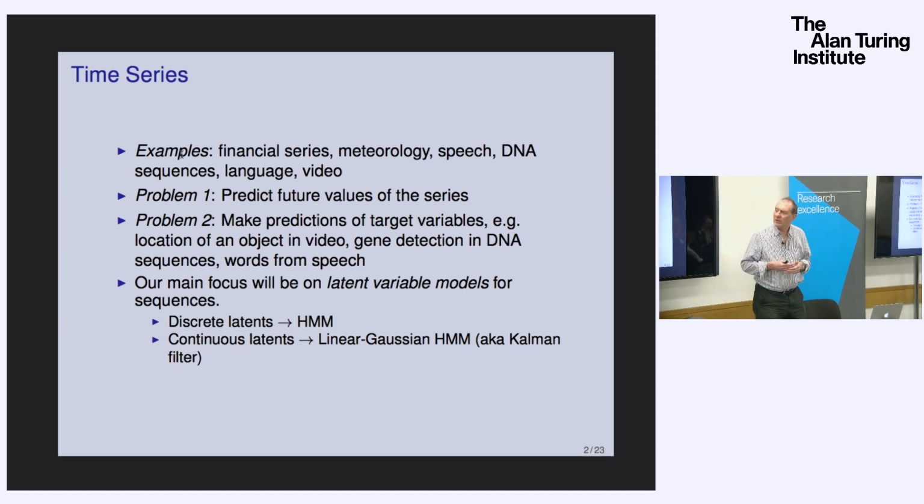So that's one example of these kinds of things, and we can have this in all sorts of places. We might try to pick up objects in video. We might have genes in DNA and all sorts of things like this. So, as I said, there are really two latent variable models we're going to talk about. One is the discrete state model, the hidden Markov model, and one is for a continuous space of latent variables. And we'll talk about the Linear-Gaussian HMM, or the Kalman filter.